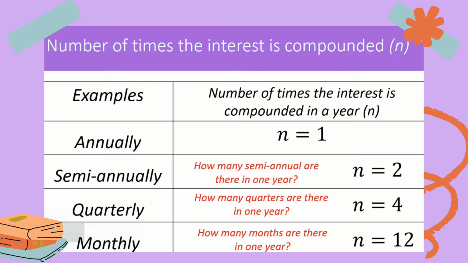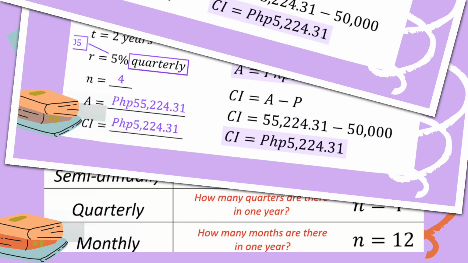Ang monthly, how many months do we have in 1 year? So, therefore, that is equals to 12. So, N is equals to 12. The letter N will depend upon the rate that is compounded annually or compounded in a year.